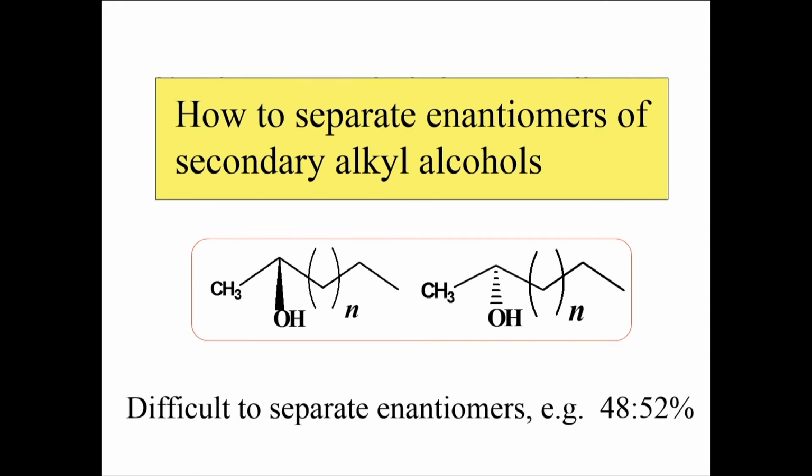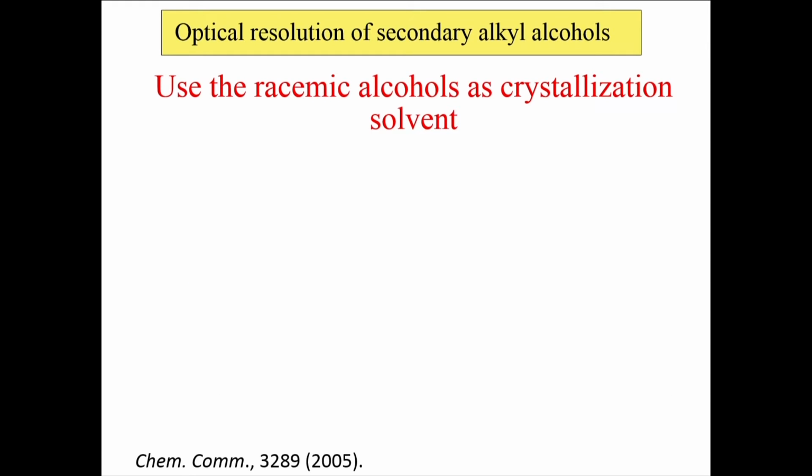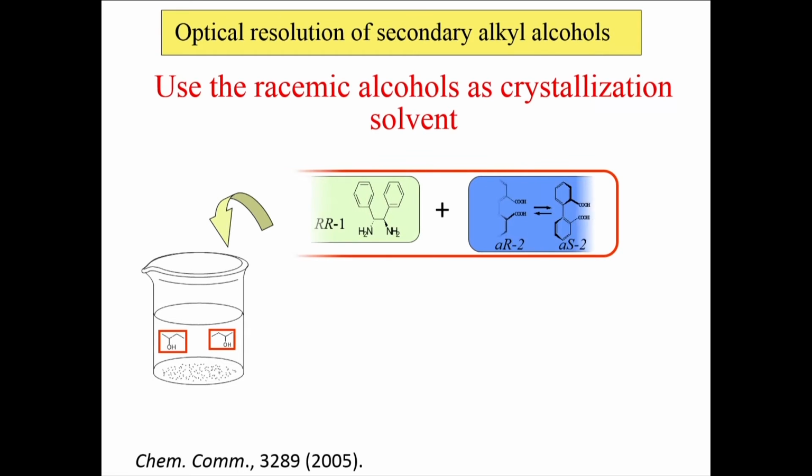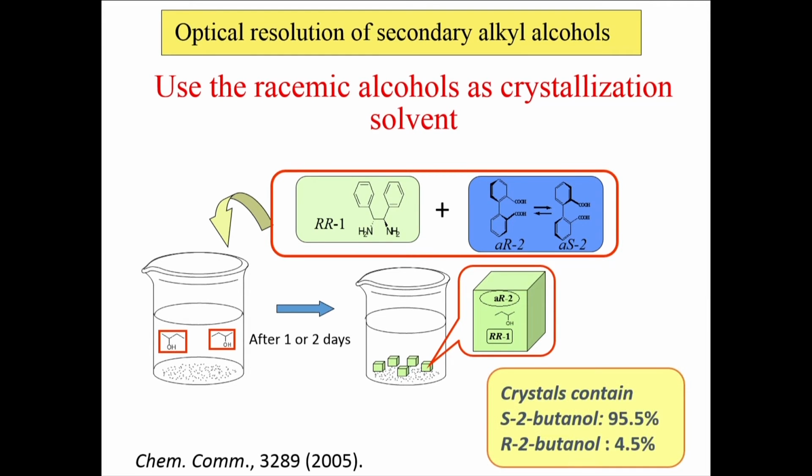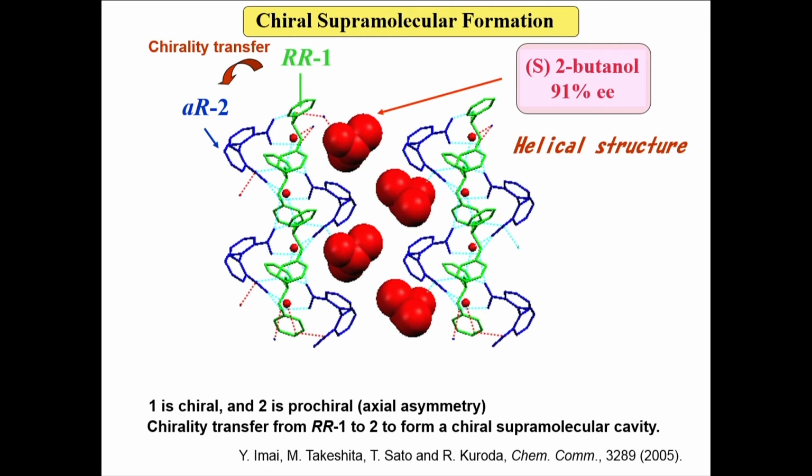However, if I do it, I'm lazy, so I'm not doing anything to the alcohol, but use the alcohol just as a solvent and dissolve simple amine and acid, and just after 2 days you get crystals, and you get 95.5 versus 4.5. So you can get incredible enantiomeric excess. You don't do anything but just use this. So the way you think about something, you get things so easily. Okay, and there is a reason. There's the helical point, but I'm not going to detail.